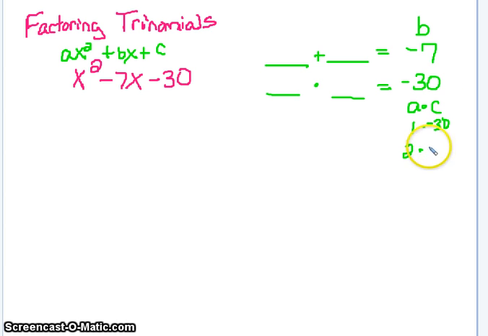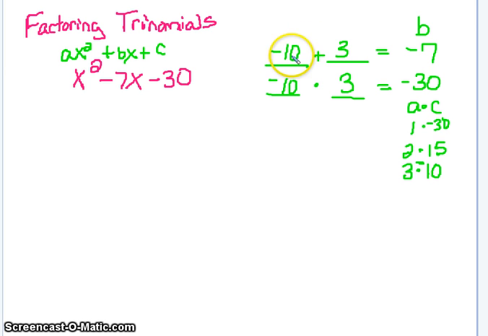2 times 15 gives me 30. And if I make either of those negative, it's still not going to give me negative 7. I can say 3 times 10 is 30. And actually, 10 minus 3 is 7. In this case, I want negative 7. So that means I'm going to have to make the 10 negative. I'm going to have negative 10 plus 3 gives me negative 7. And negative 10 times 3 gives me negative 30.